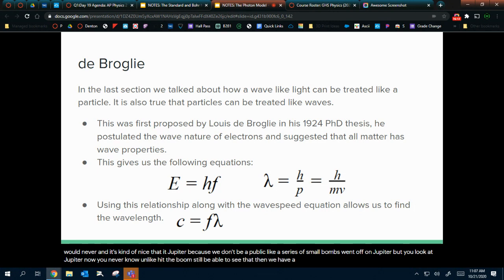Then we have the relationship along with the wave speed equation, which allows us to find wavelength. So c equals f lambda. What does c stand for? Speed of light. Remember with waves that y'all dealt with last year, the equation says v equals f lambda, v being the speed, f being the frequency, lambda being the wavelength. So this is the same equation, except since we're talking about light, the speed is specifically the speed of light, not just some random wave speed.